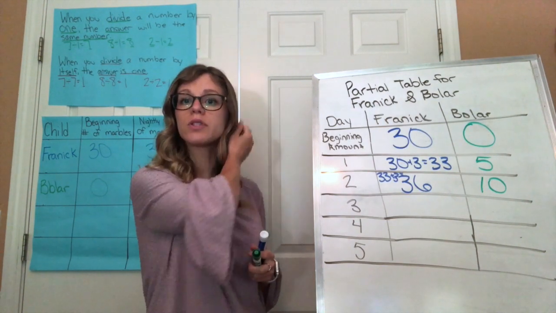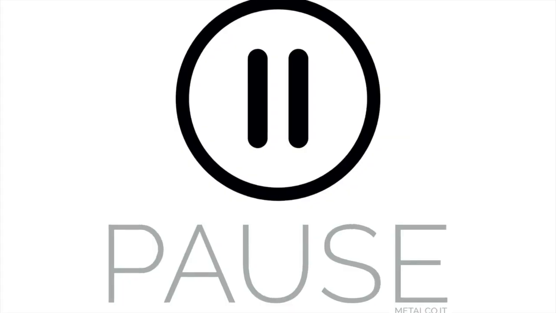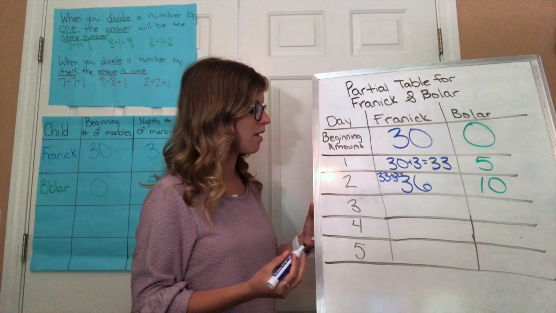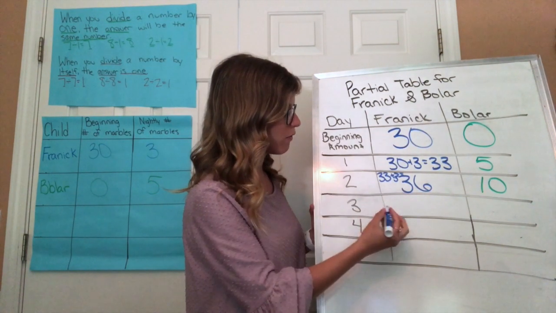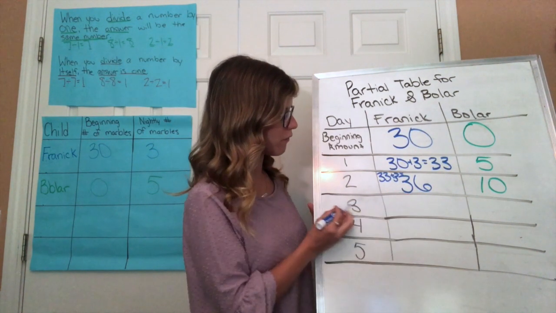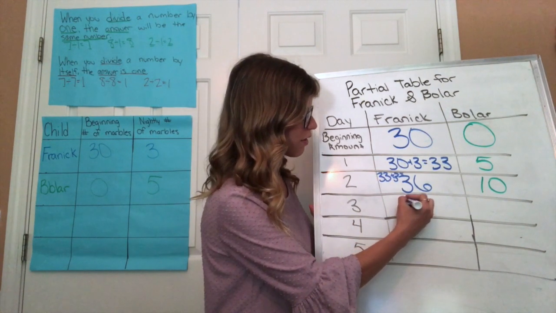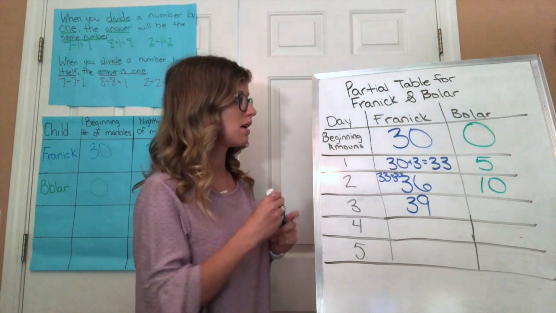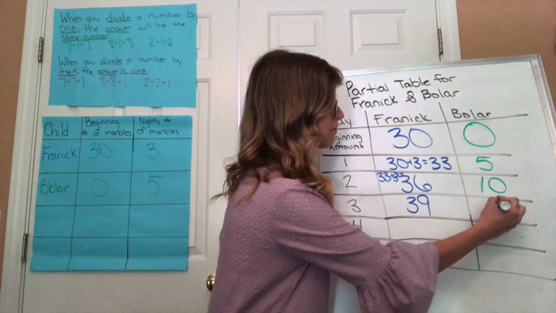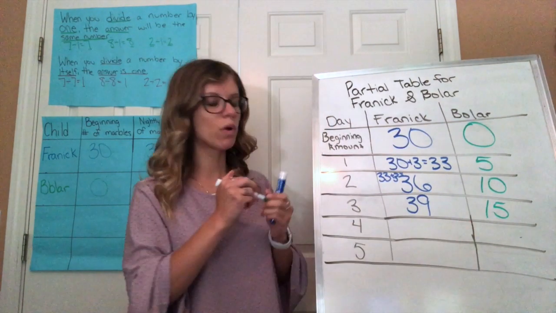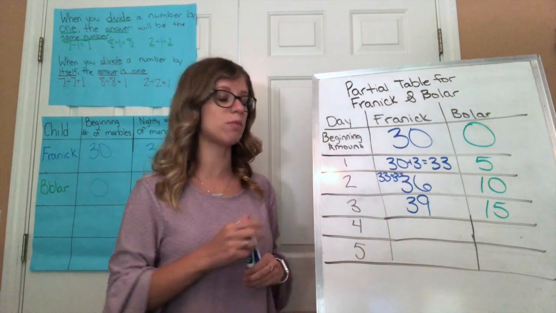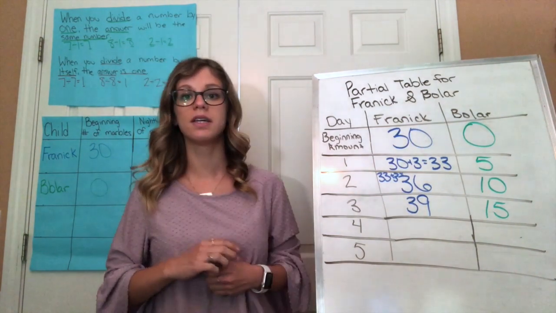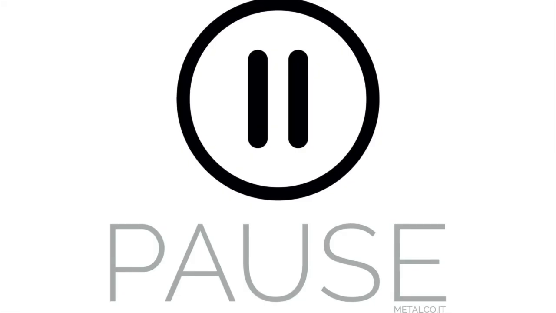Pause me and think about how many marbles they would have after the third night. After the third night, Franek would have 39 because all I'm adding is 3 to 36. And Bolar would have 15. What I want you to do is by yourself, fill out the rest of this table and think about how many marbles Franek and Bolar would have on the 4th and 5th night since they're getting the same each night.